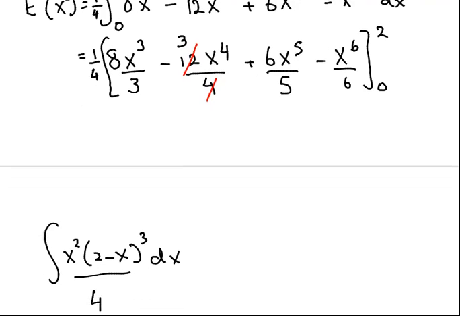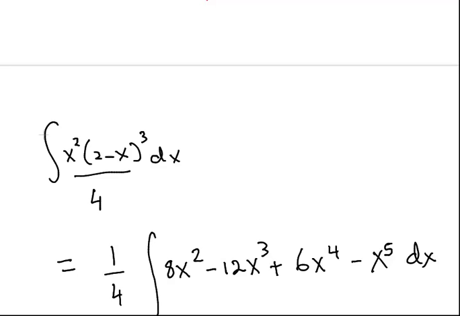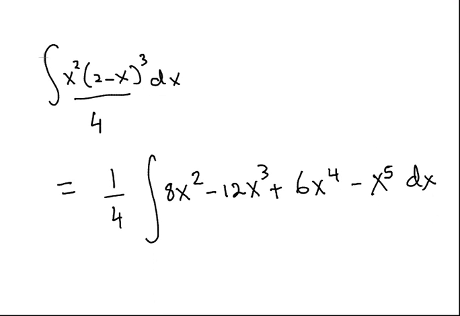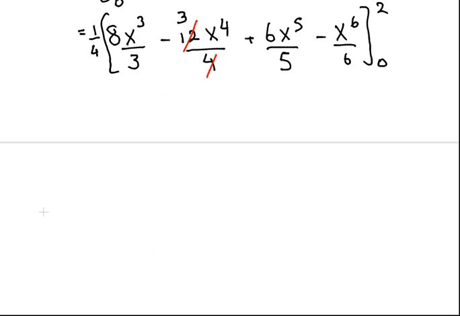I'm just going to pause and scribble that out. Before I continue, for each of those four terms, if we evaluate them at 0, we just get 0. So the entire lower limit evaluation is just going to be 0. So I'm only going to concentrate on the upper limit evaluation, which is 2.